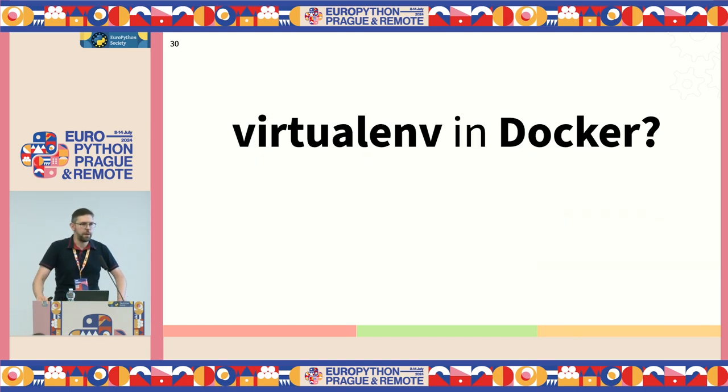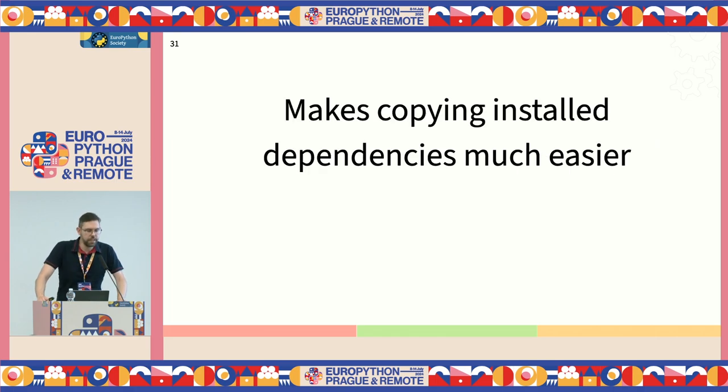At this point, you might be wondering, do I need to create a virtual environment in a Docker image? Can I install packages globally if they are isolated anyway? Well, creating a virtual environment makes copying installed packages between the stages much easier. The virtual environment contains everything, so you just copy the virtual environment and you are done.